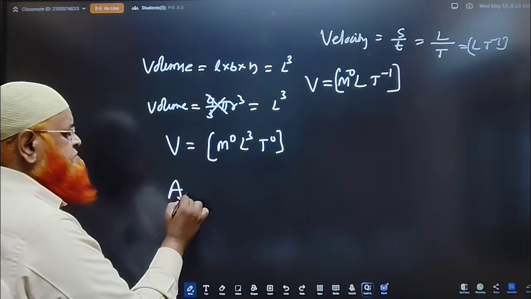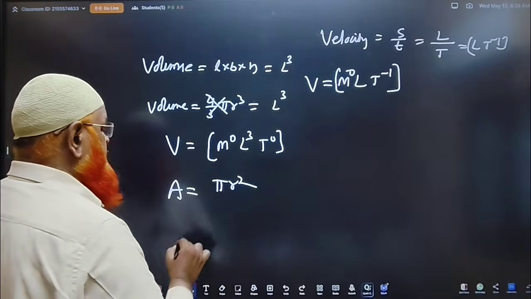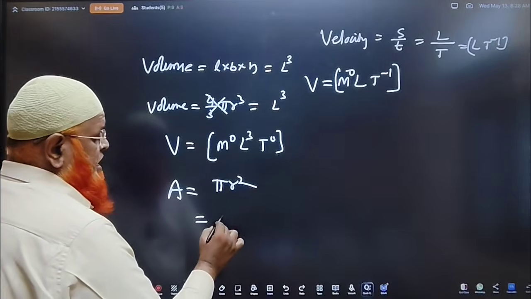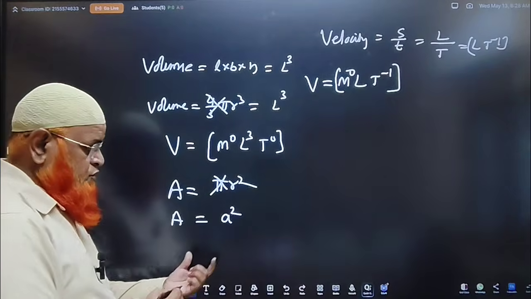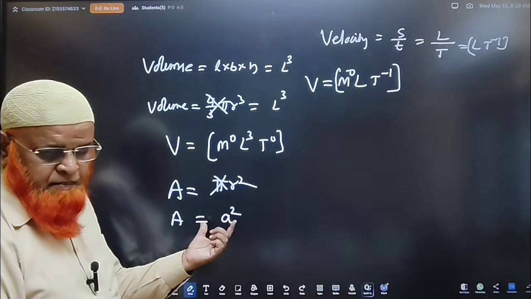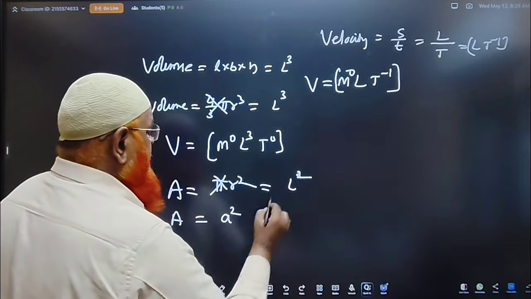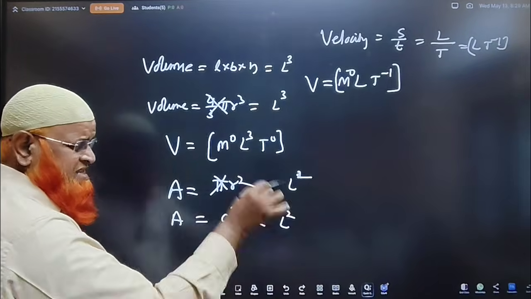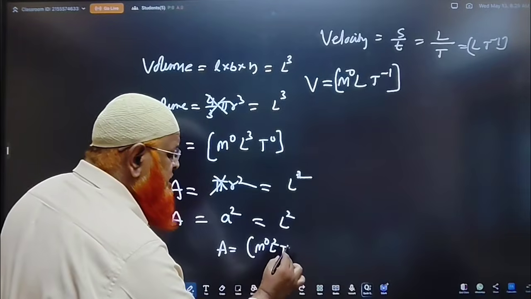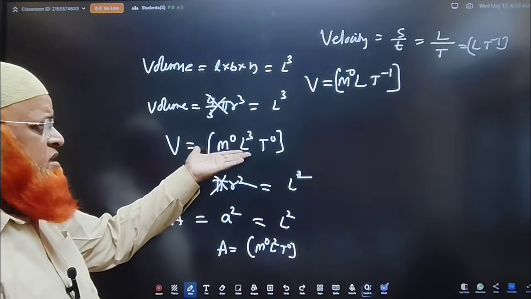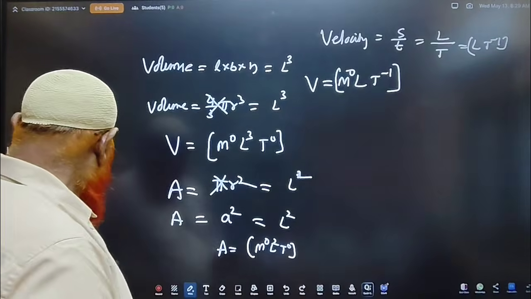Next, if you consider area, the area of a circle is pi r square, and if it is a square we write it as side square. Understood? Pi does not have a dimensional formula. The radius is also length, so we write it as L square, and side square is also written as L square. Mass is not present, time is not present, so the dimensional formula of area can be written as M power 0 L square T power 0. This is the dimensional formula for area, for volume, and for velocity.